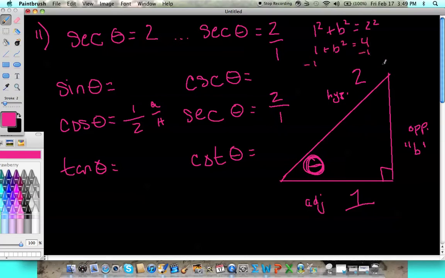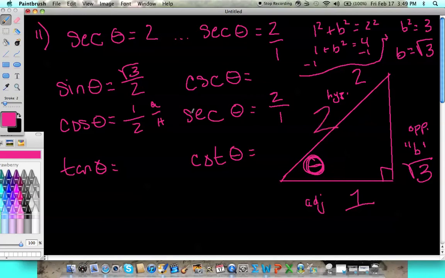I subtract 1 from both sides. I'm running out of room, so I'll go right over here. b squared equals 3. So b equals the square root of 3. So this side value is the square root of 3. Now I have all of my sides. So now I know that sine, SOHCAHTOA, is opposite over hypotenuse. So that's root 3 over 2.